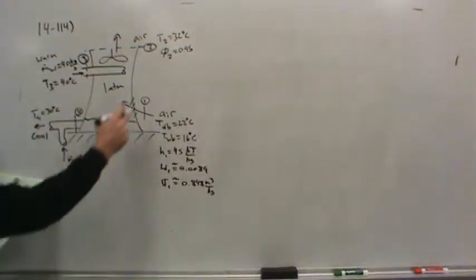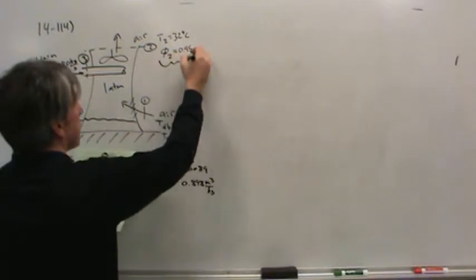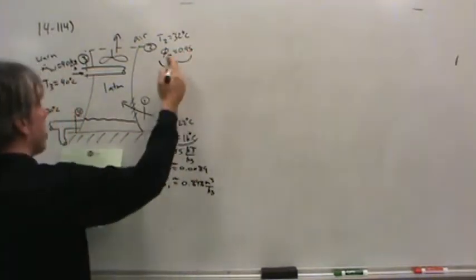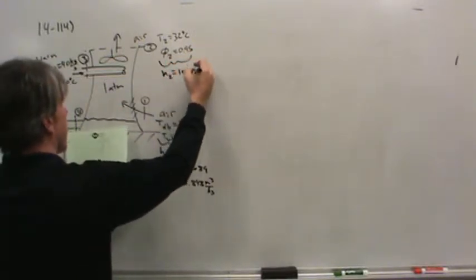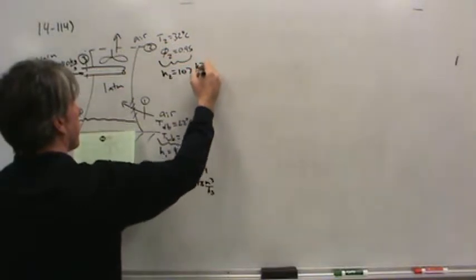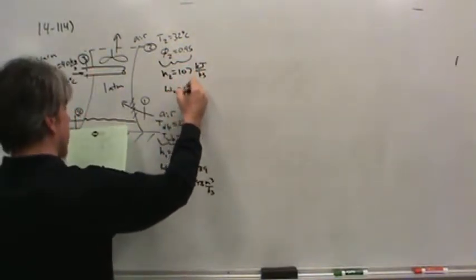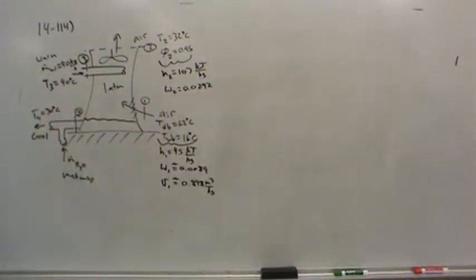I then went over to state 2, since I was in the psychrometric chart, and used the fact that I had the temperature and the relative humidity to find the enthalpy in state 2, which was 107 kilojoules per kilogram of dry air, and an absolute humidity of 0.0292. So those are just numbers off the psychrometric chart.